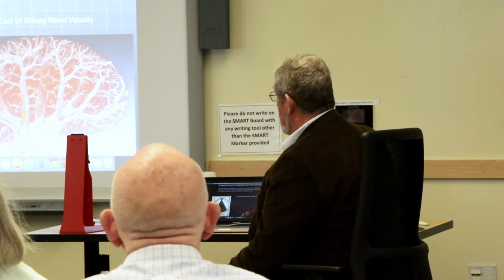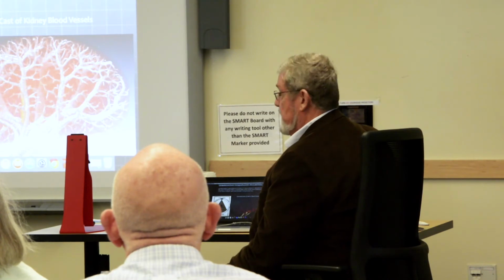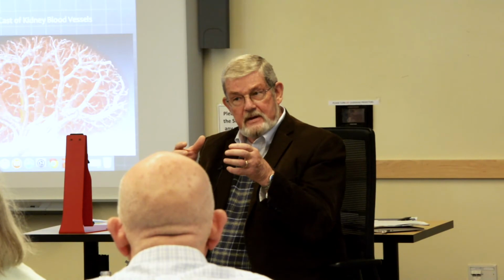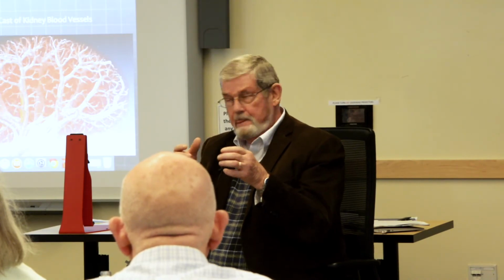So here's our core. This gets rotated around, and there are detectors all the way around the outside. And then this passes through the longitudinal axis of the specimen. And we get a tomographic series from here, which then uses something called a back projection algorithm, which I don't have any idea what that means. But it puts these two-dimensional image files into a three-dimensional file that can be either rendered or printed.